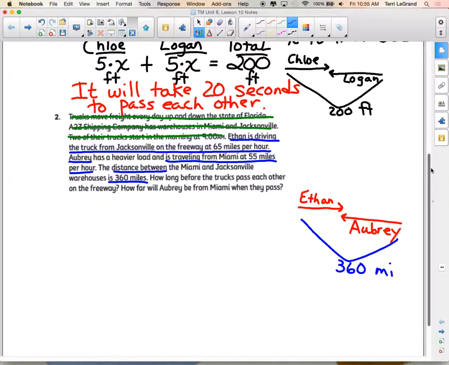Okay. And then we're only going to worry about the first question right now. It says how long before they pass each other. Okay, how long? Let's worry about that right now. Don't you even think about setting up an equation until you do what? Write the rate.